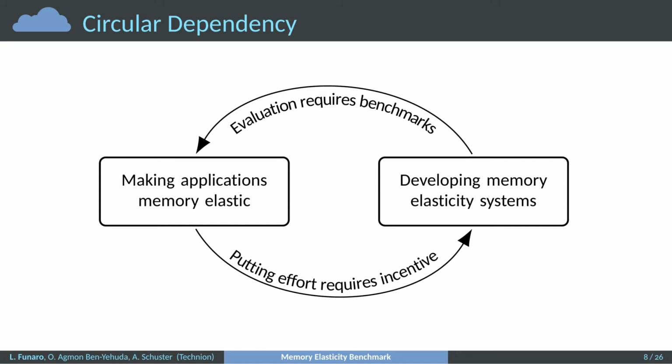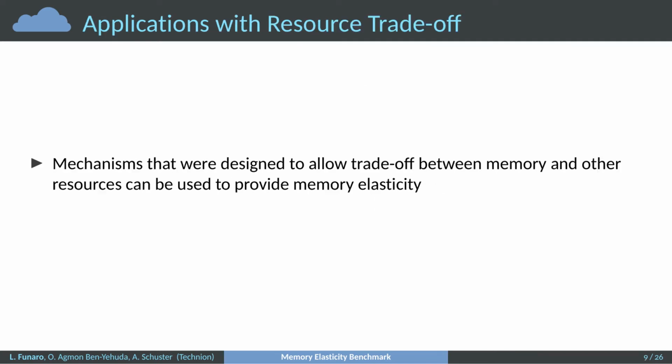First, I will list several methods in which existing applications can become memory elastic with relatively low effort. Then I will present a method that developers can use to measure how memory elastic an application is. Finally, I will demonstrate this measurement on an application that was modified to be elastic. Let's start by reviewing some of the methods that can be used to convert an application to be memory elastic. And the way we are going to achieve that is to utilize mechanisms that were designed to allow a trade-off between memory and other resources.